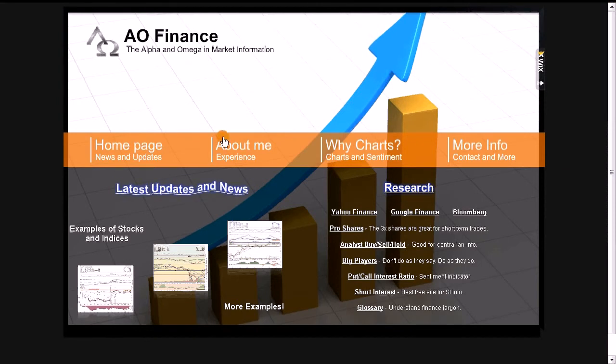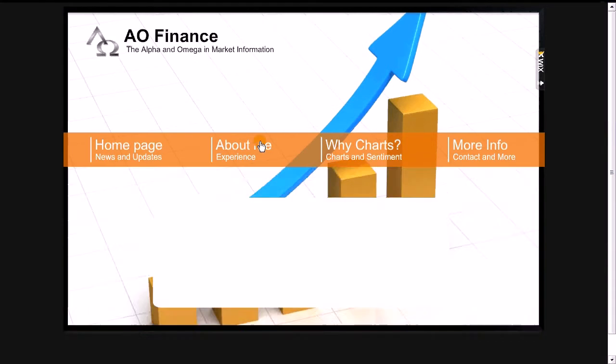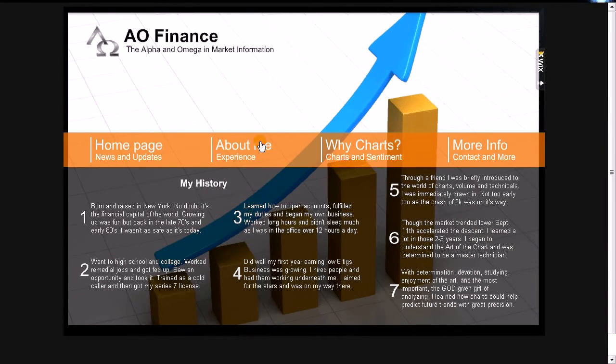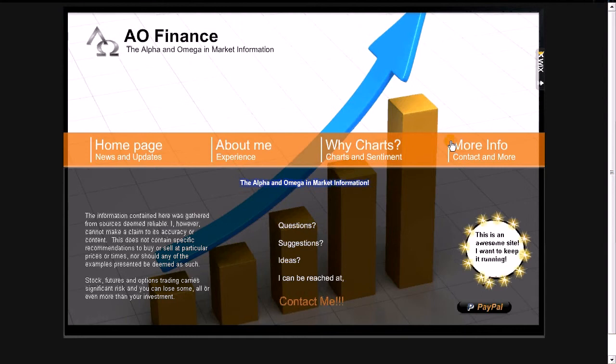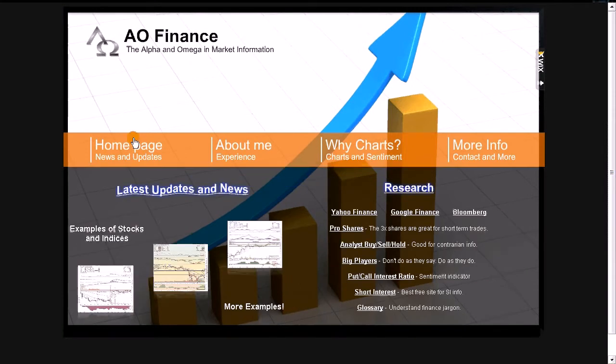Just show you a little bit of information. Well, obviously, this is the home page. If you click about it, you can see a little bit about myself, my experience in the business. And if you click why charts, well, obviously it's kind of self-explanatory. Why charts, why technical analysis, and in case you haven't figured it out, I'm a contrarian. And if you go here, you get a little bit more information. You can contact me, you can email me, and let's go back to the home page.